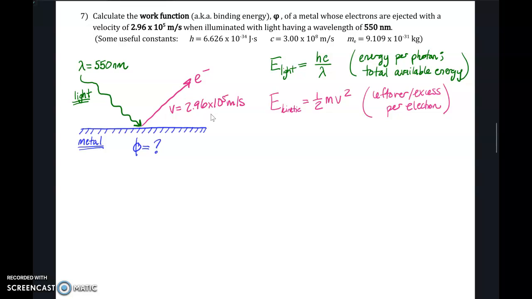Okay, so we've taken care of 2 out of the 3 different energies we have available here. We've talked about the energy of the light, we talked about the kinetic energy, so let's get back to this work function that we're trying to solve for.